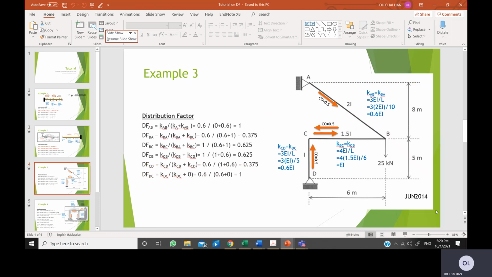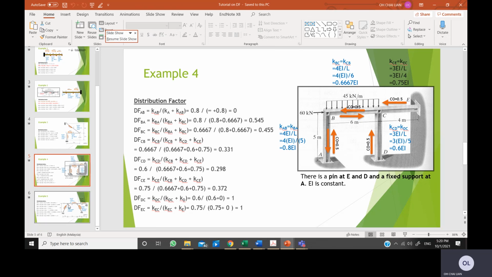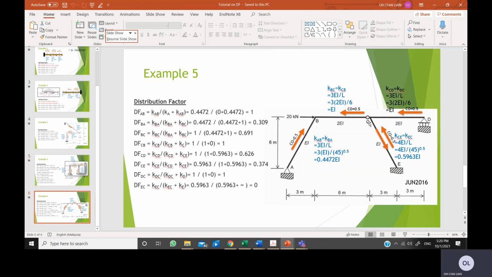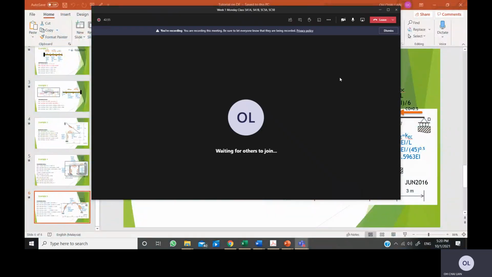This is from the past year question, June. How about this shape of the frame, and more members? And how about if the frame has a stiff internal hinge? What should you do? With this, I end my lecture for this lesson.